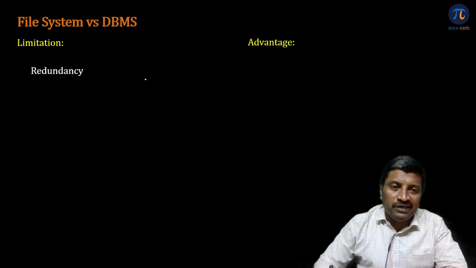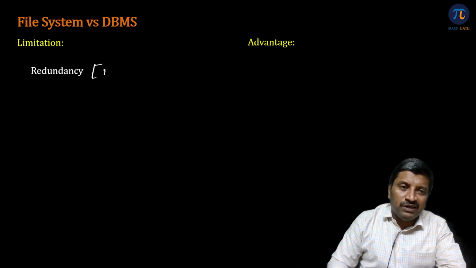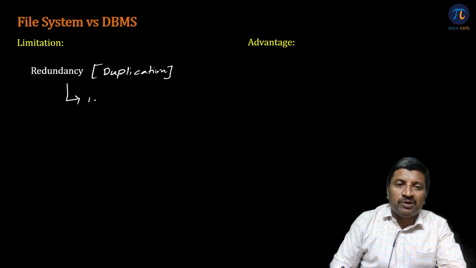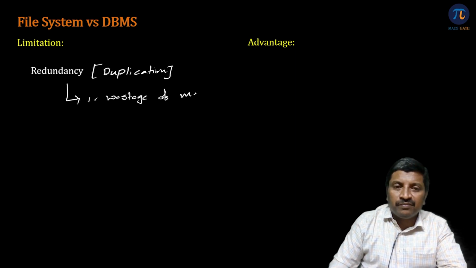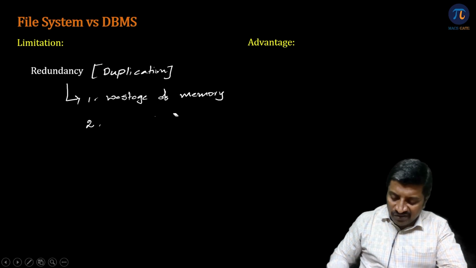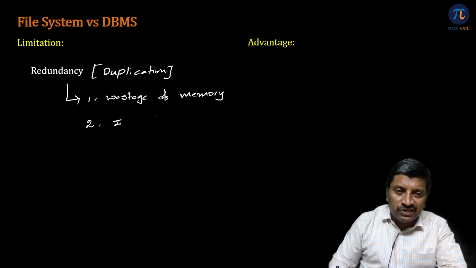The next one is redundancy. In simple words, redundancy means duplication, or multiple copies of the same data. With redundancy, two major problems are, the first one is wastage of memory. The second one is inconsistent data.